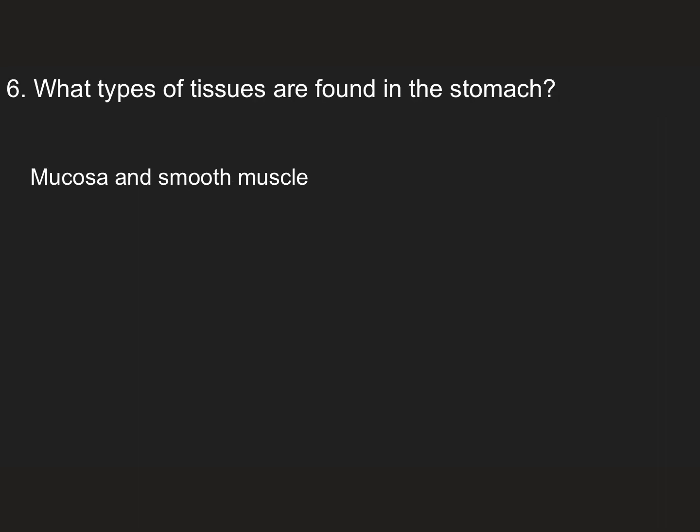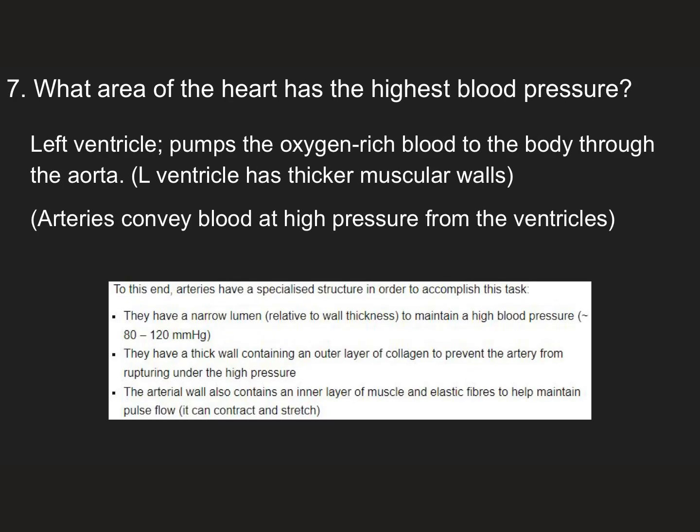What types of tissues are found in the stomach? Mucosa and smooth muscle. What area of the heart has the highest blood pressure? Okay, so it's the left ventricle. It's responsible for pumping the oxygen-rich blood to the body through the aorta. So the left ventricle, because it has such a high blood pressure, has thicker muscular walls.